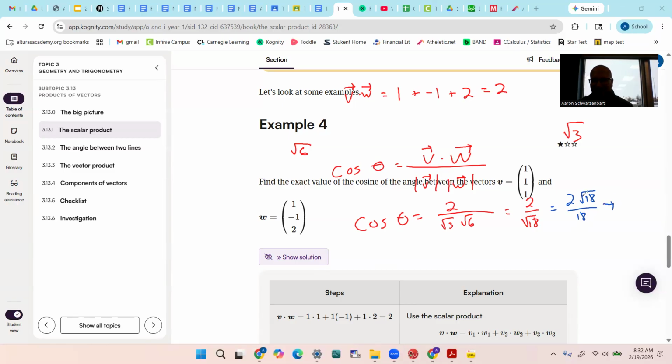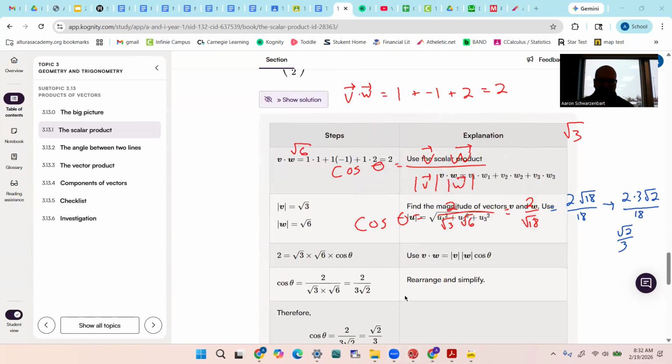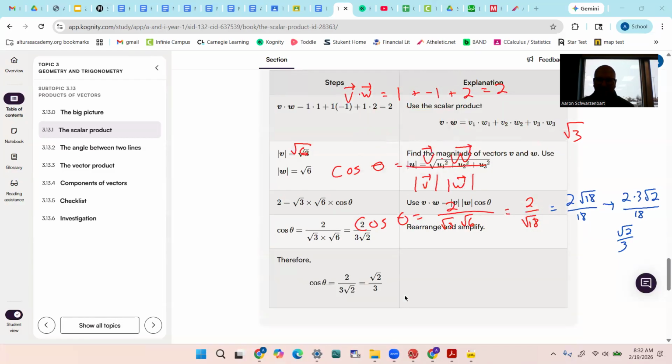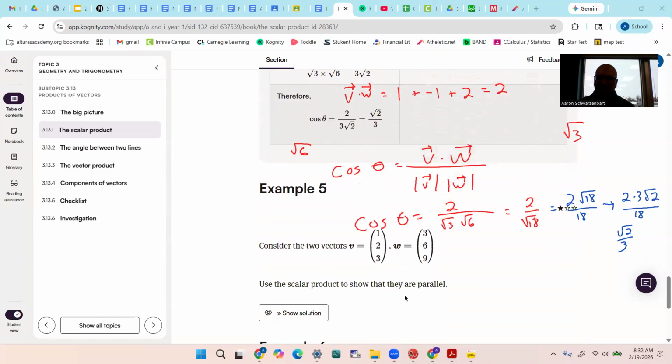So reducing the radical, I'd pull out a 3. I'd pull out a 9. 6 over 18 is square root of 2 over 3. I believe I'm right there. So the cosine of theta is the square root of 2 over 3.